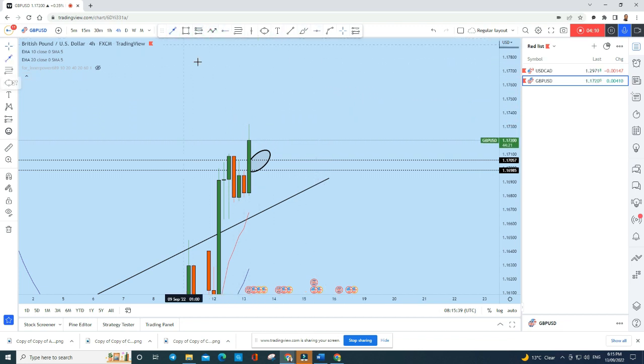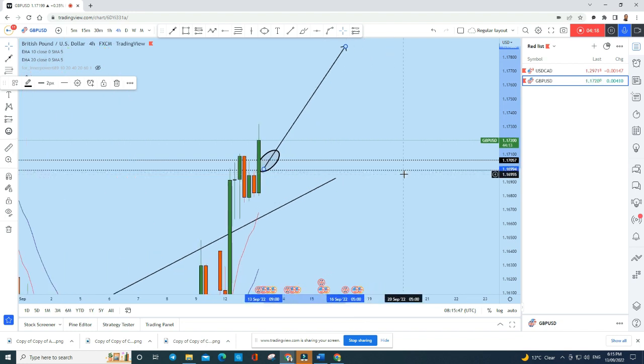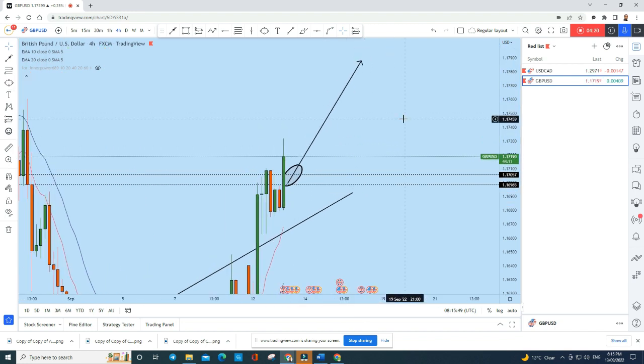If we see significant retracement to the downside on the retest of this neckline of this previous resistance as a support, we'll consider going long on GBPUSD with our students with a high probability trade setup. Now let's look at USD CAD.